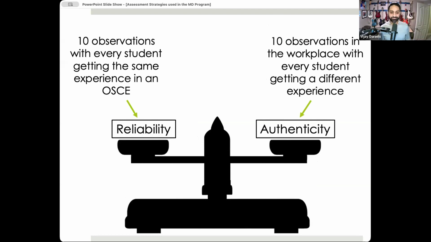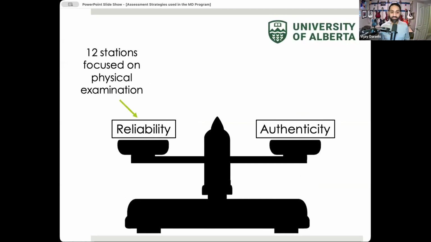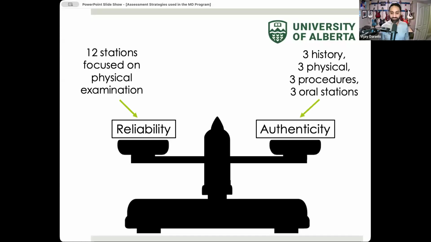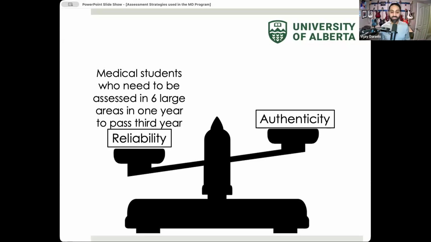If you have 12 stations that are focused just on physical exam, that's going to give you a very reliable measure of physical exam, but you can already see, well, it's not generalizing to other skills, as opposed to 3 history taking, 3 physical exam, 3 procedural stations, 3 oral stations is going to be a better sort of representation of real life. So we make these decisions across our MD program into PGME.